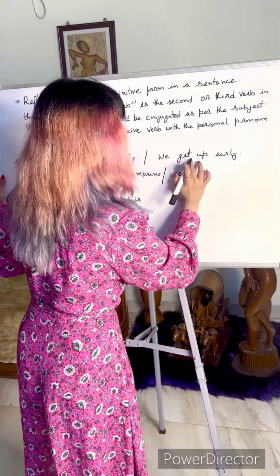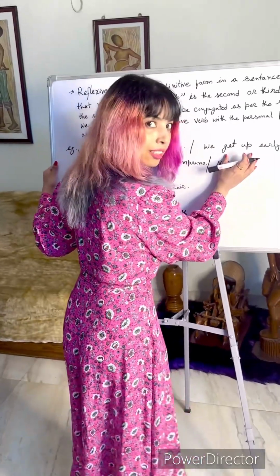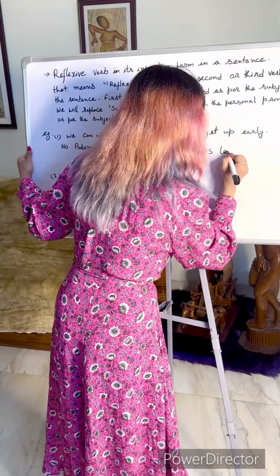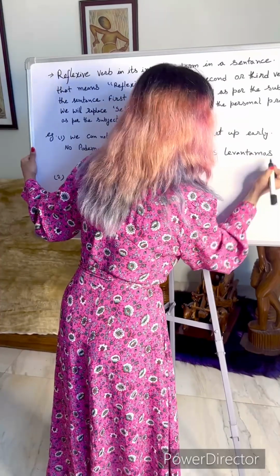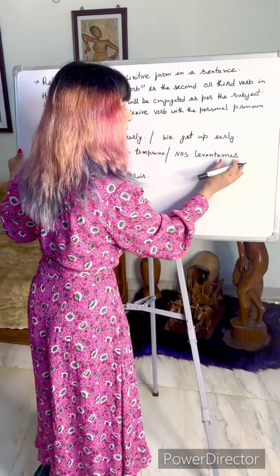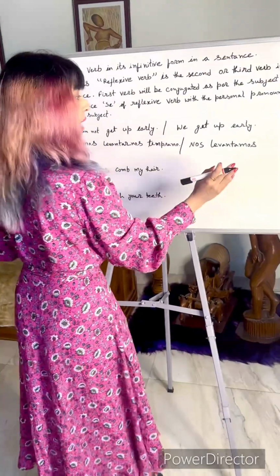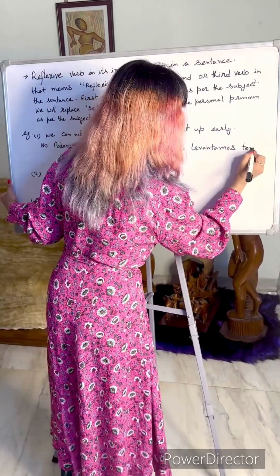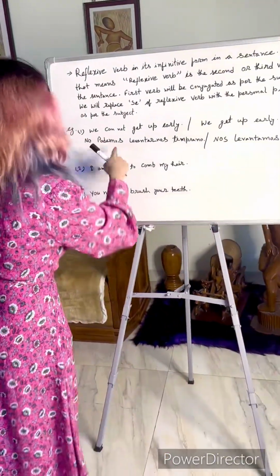Nos, and now the conjugation of levantar for nosotros, that would be nos levantamos. Levantar is an AR ending regular verb. For the nosotros form it would be levantamos, like levanto, levantas, levanta, levantamos, levantáis, levantan. So nos levantamos temprano. So you can see the difference over here.